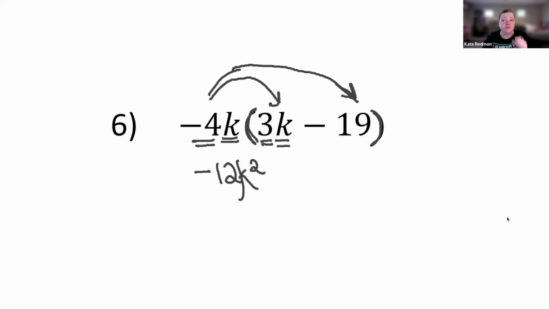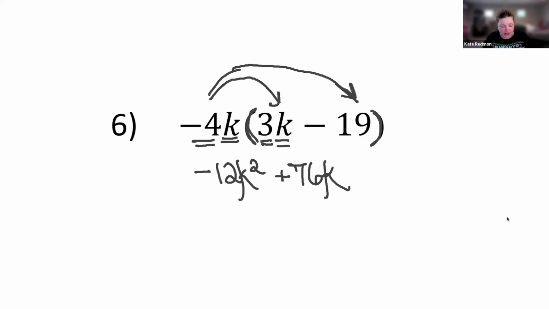Notice that when I'm multiplying, we do see the exponents change. Not when I'm adding or subtracting, but when I'm multiplying. And now let's do negative 4k times negative 19. So negative 4 times negative 19 is positive 76. And it wasn't just negative 4 I was multiplying with, it was negative 4k. So it'll be plus 76k. All right.